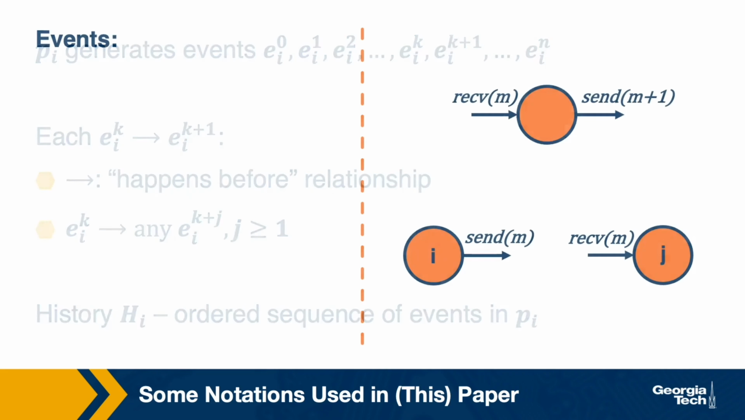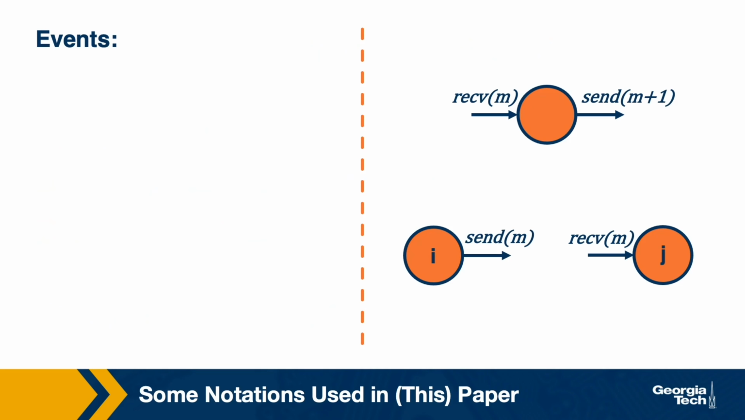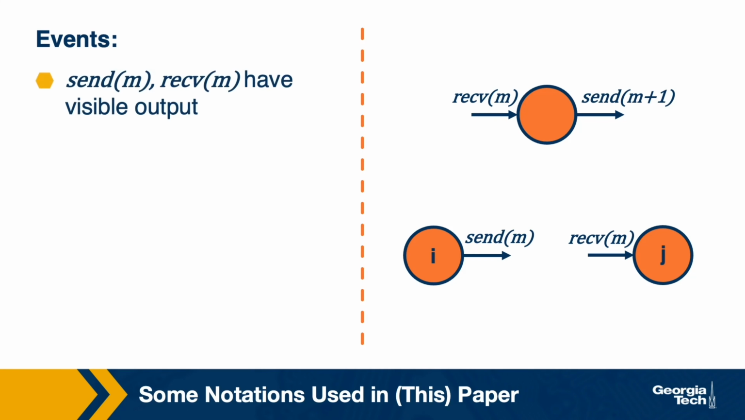The ordered sequence of events in the execution of a process Pi is also called its history. We will focus particularly, at least in the beginning, on events related to sending and receiving a message. These events are important because their effects are clearly visible to other nodes, so it will be important for us to be able to correctly order them.